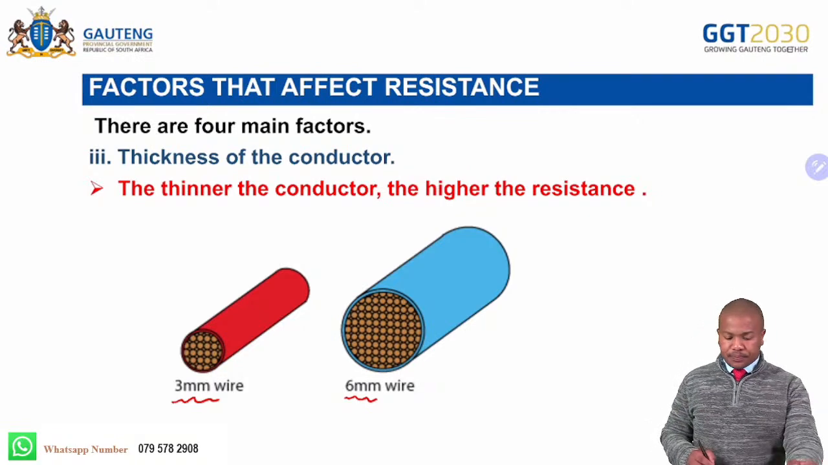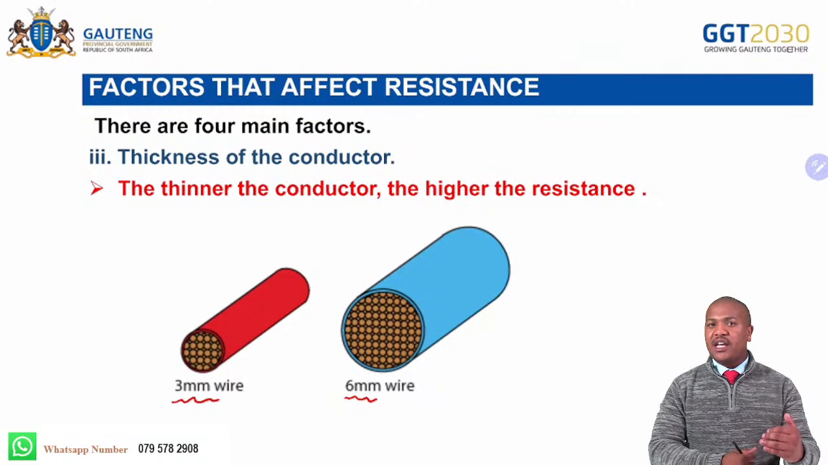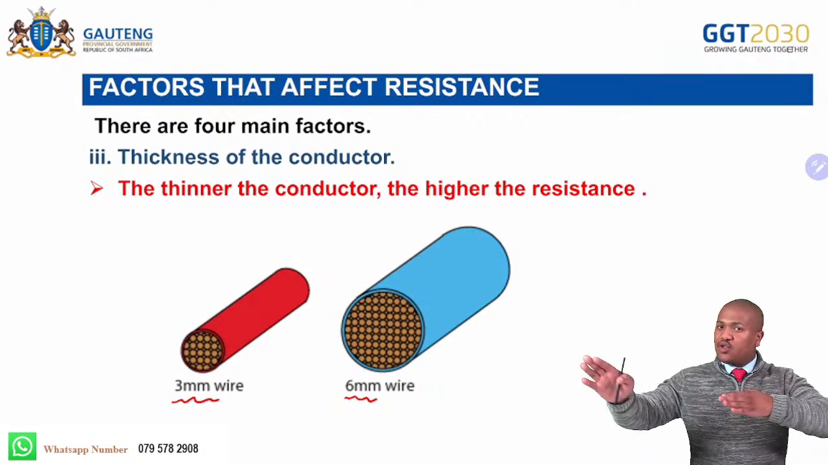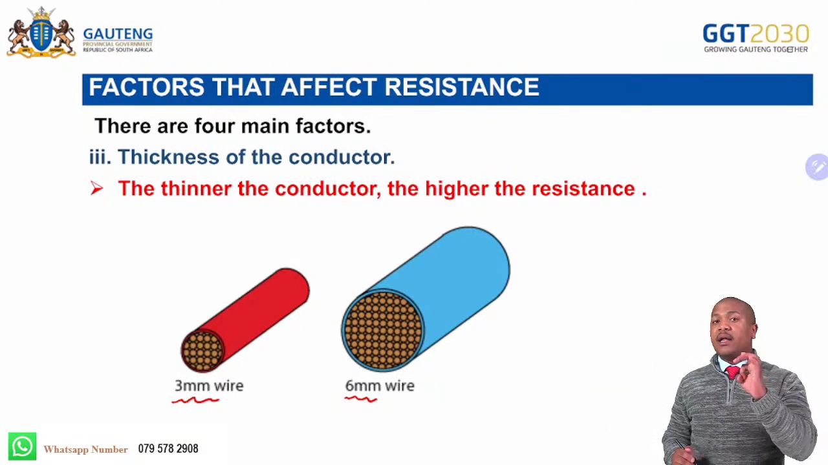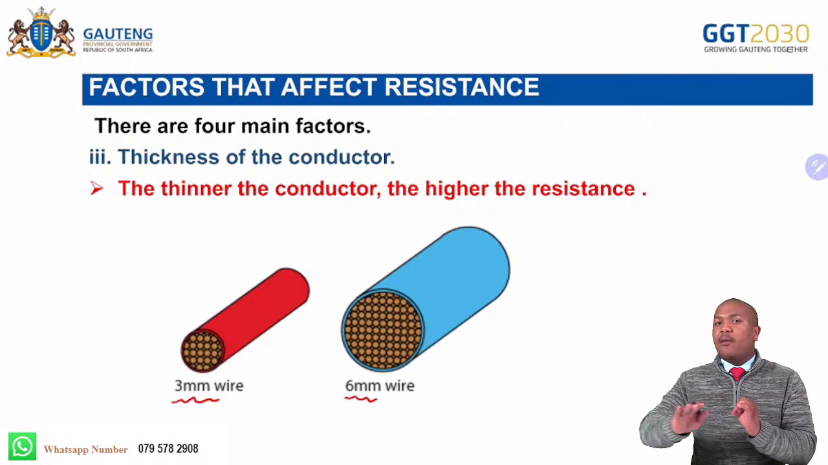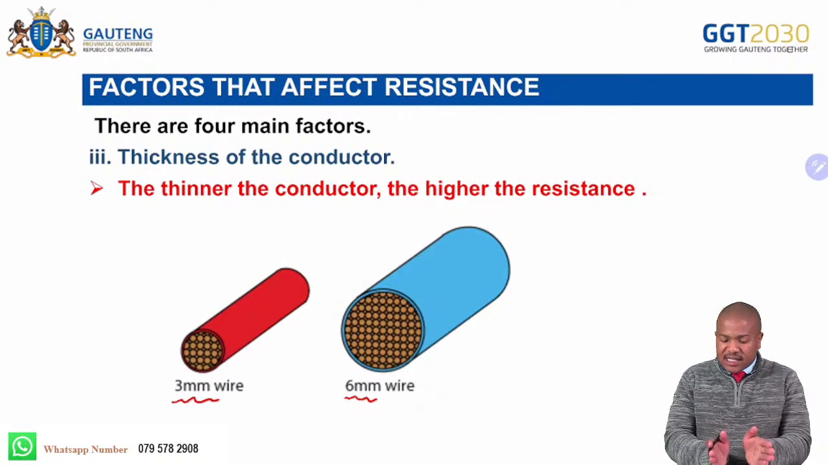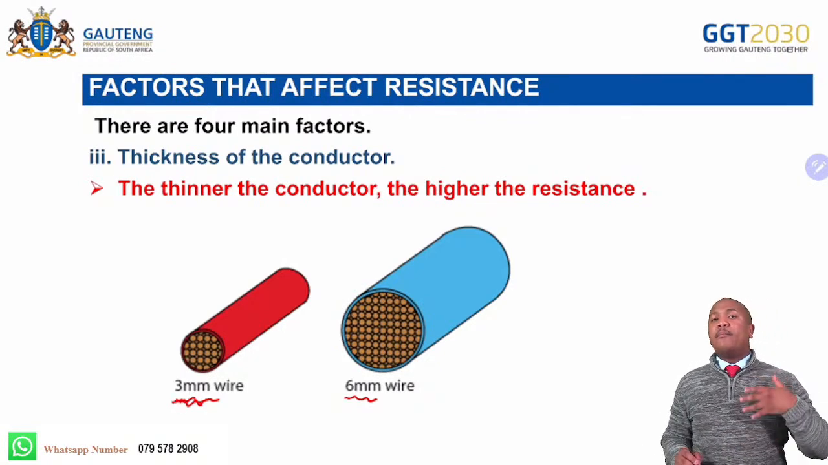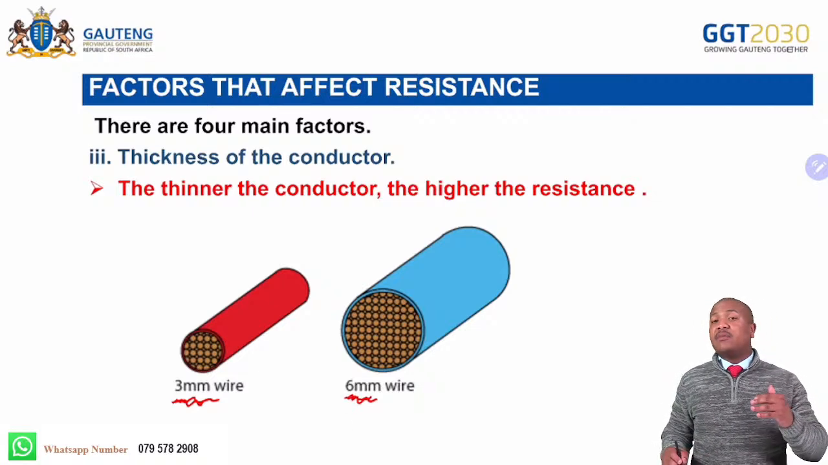This is how. Now imagine a hose pipe. A thicker hose pipe does what? It allows more water to flow, whereas a thin hose pipe allows only a moderate amount of water to pass through. So the same happens here. The 3 millimeters wire will have more resistance as compared to the one that has 6 millimeters.